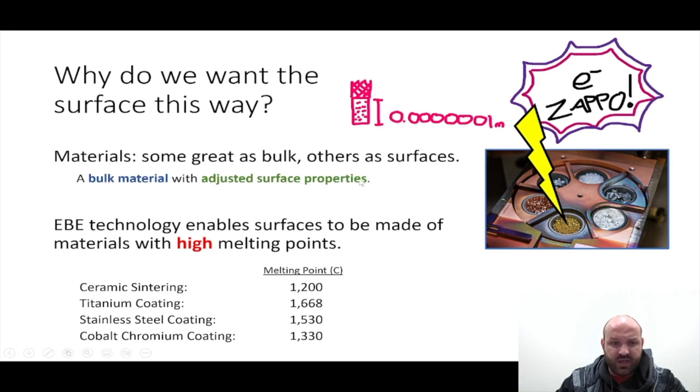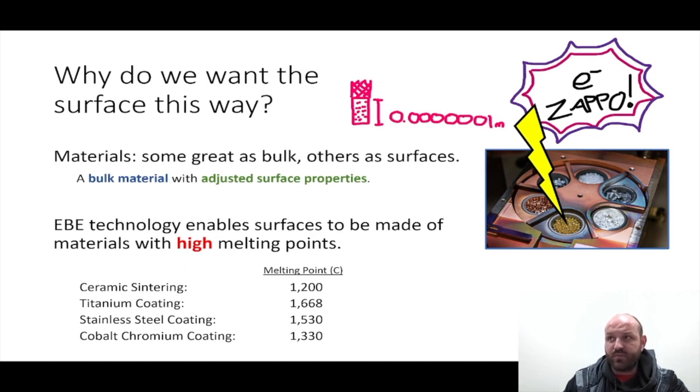So imagine we might want to create a bulk material with adjusted surface properties. And we can do that with electron beam evaporation due to the fact that EBE technology enables surfaces to be made of materials with extremely high melting points.